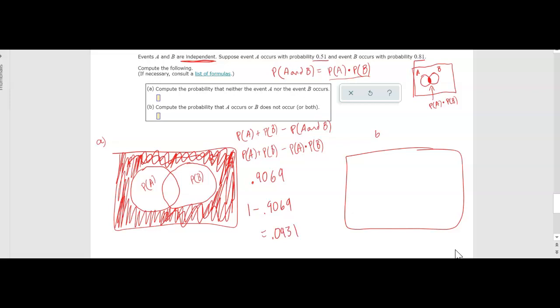And I believe it wants you, does it want you to round at all? I guess it does not want you to round. So in this case, we would put our 0.0931. And that would be our probability. Okay.